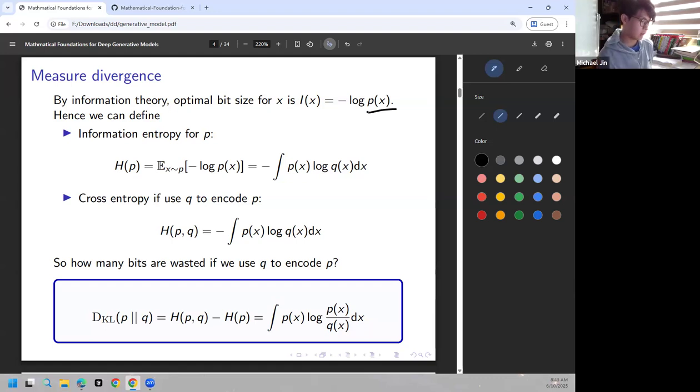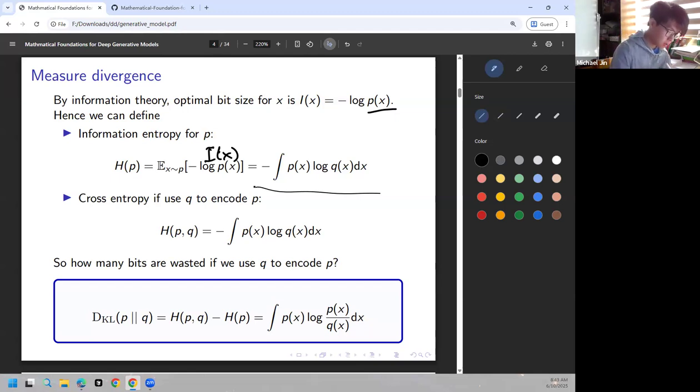So hence we can define the information entropy for P, written as H of P, which is the expectation, choosing any X out of the data distribution P, taken over I of X. This is just I of X. Because it's an expectation, we can expand it as an integration so that the later calculation is simpler. And we also have a cross entropy if we use Q to encode P.